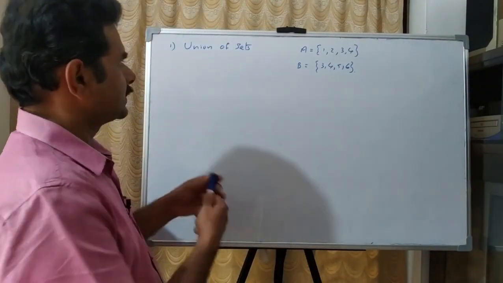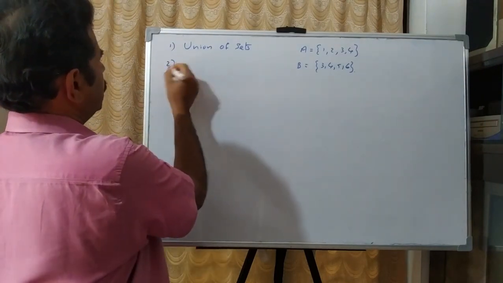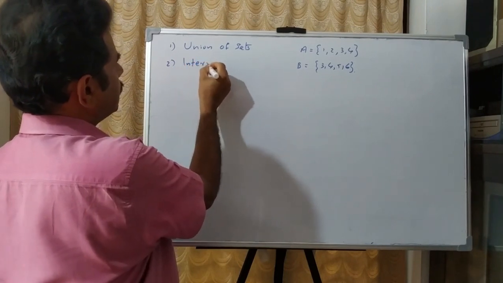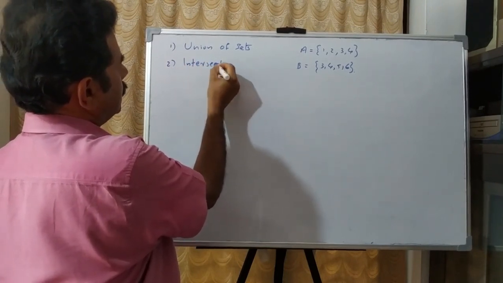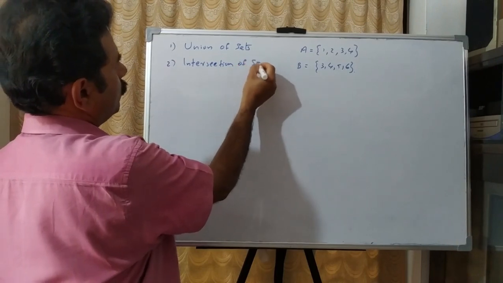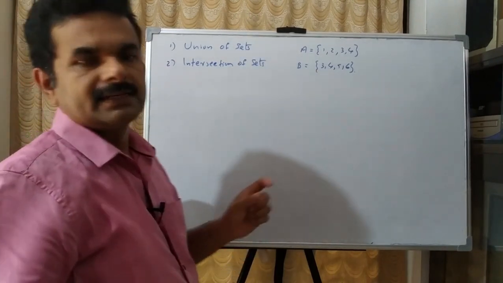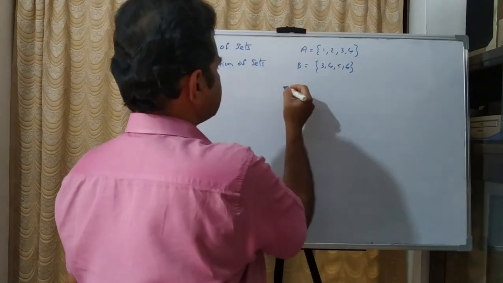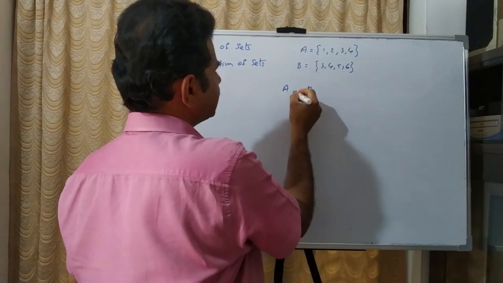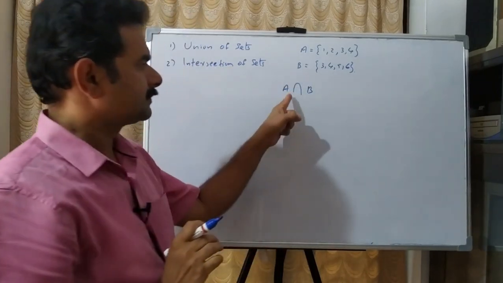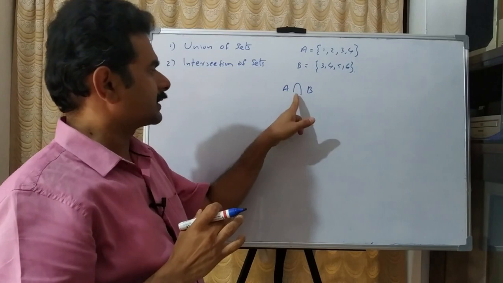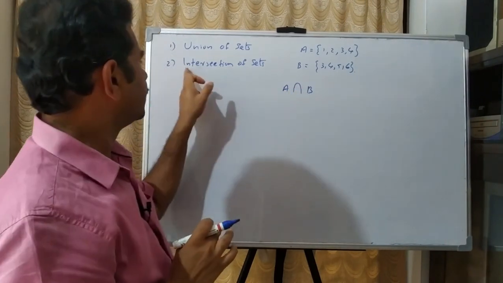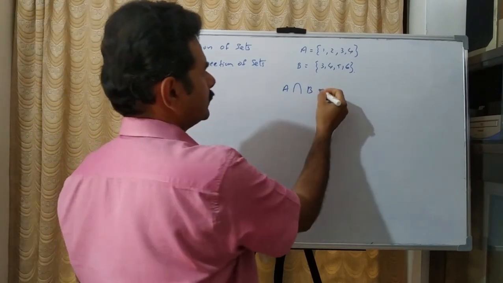Intersection of two sets. Next one. We discussed the union of two sets, then intersection of sets. Here also I am taking two sets A and B. Then intersection of A and B is described by this symbol, the inverted U symbol. A intersection B. That is equal to what?